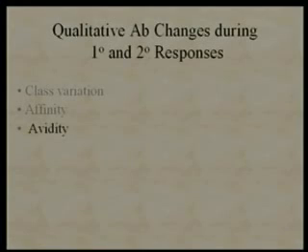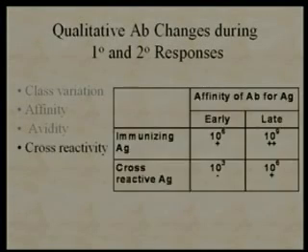There is also an increase in the avidity in the secondary response, and that's not too surprising. If the affinity is going up, the avidity is going to go up as well. Okay? So in the secondary response we see class variation, affinity maturation, and avidity increases. Now what's less obvious is that there's also an increase in cross-reactivity. And the better way of probably saying that is that there's an increase in detectable cross-reactions.